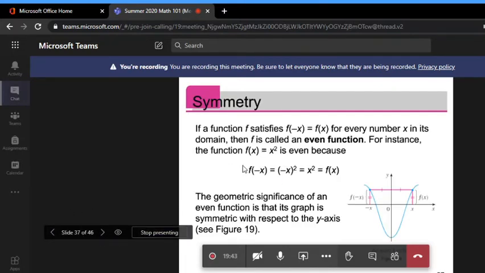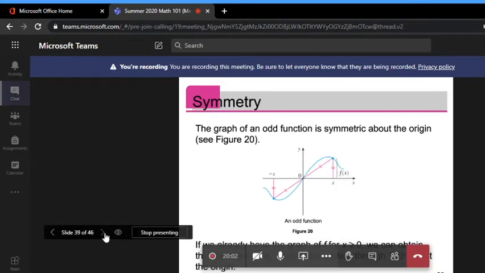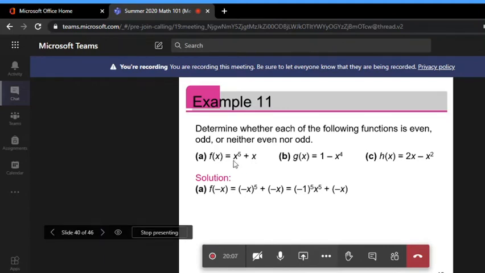In order to be even, we have a definition: f of negative x is equal to f of x. You're going to check that for these functions, and this is for evenness. For oddness, we have f of negative x is equal to negative f of x. So we are going to check that step by step. If this is f, we look at f of negative x. Instead of x, we put negative x in here and negative x in here. Negative x to the 5th power is negative x to the 5, and negative x.